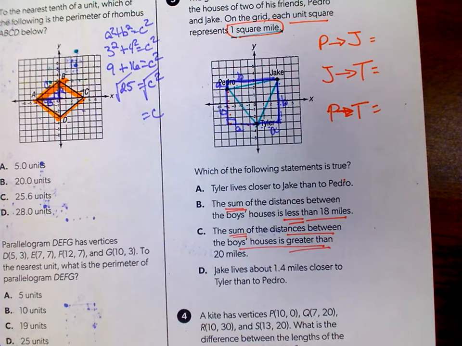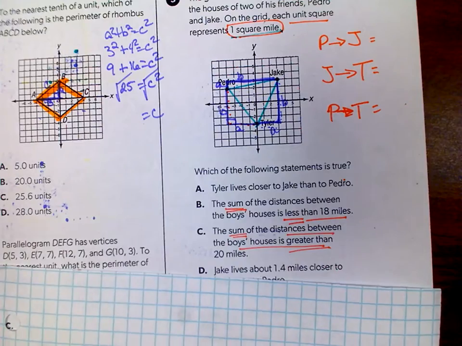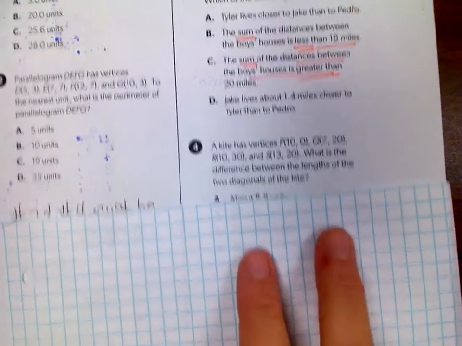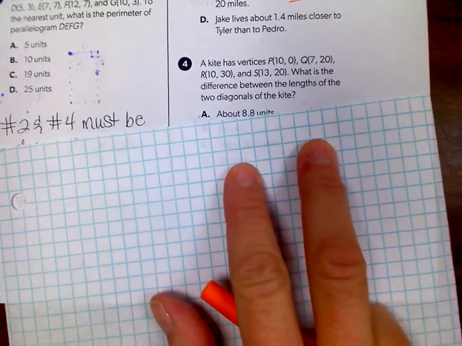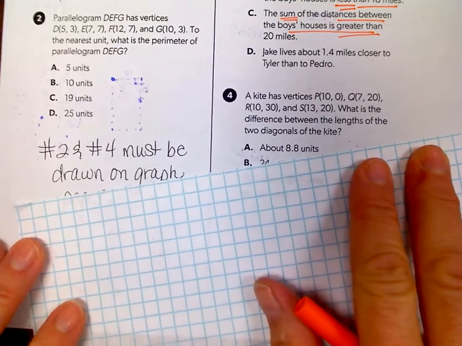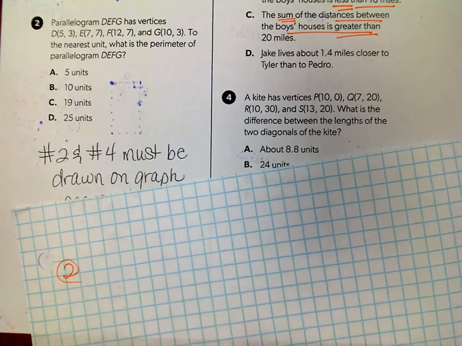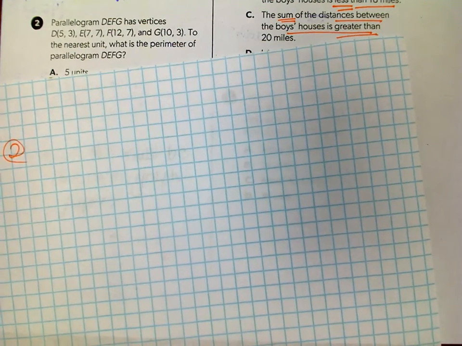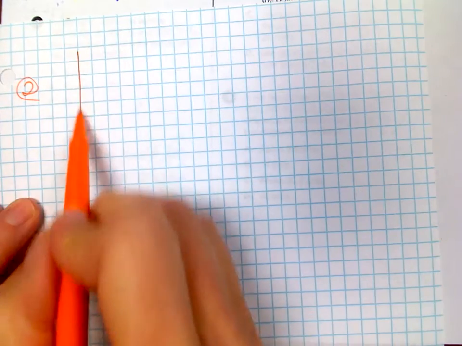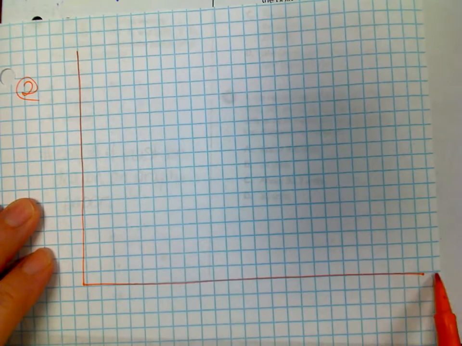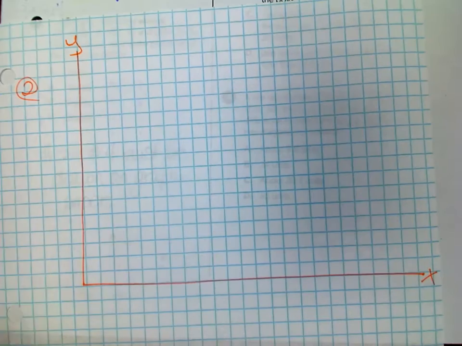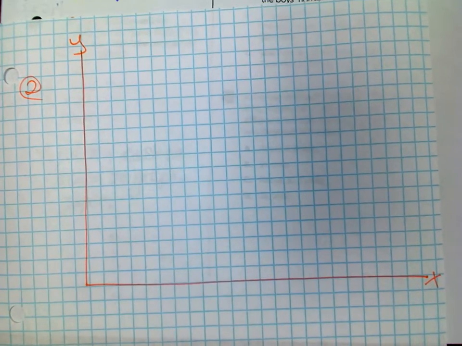Number 2 and 4, we're going to show on graph paper. And you will need a whole sheet of graph paper. Number 4 gets large. Number 2, you just need to really make quadrant 1. So, X, Y, this is your quadrant 1. There's no need to draw the other ones because it's all positive.